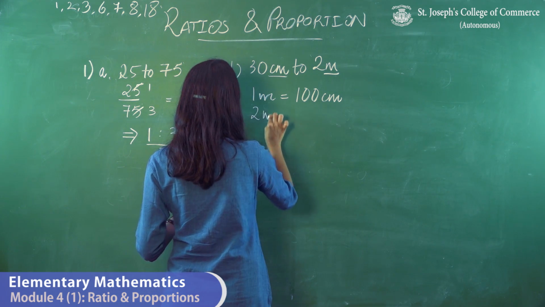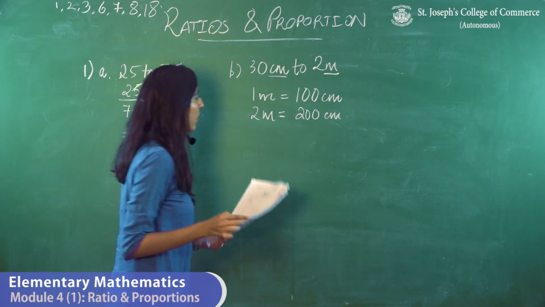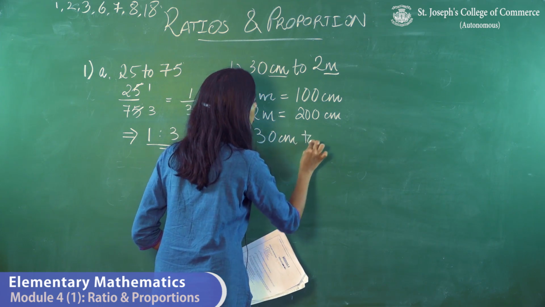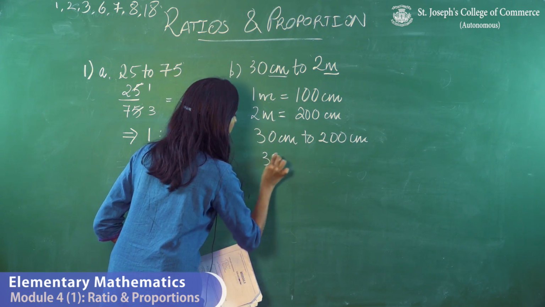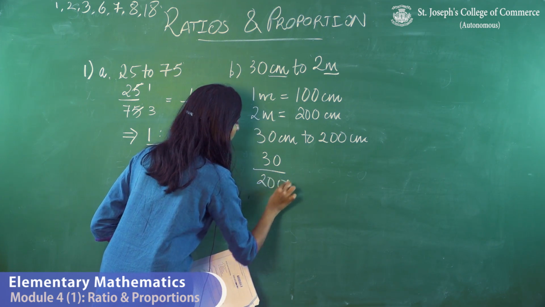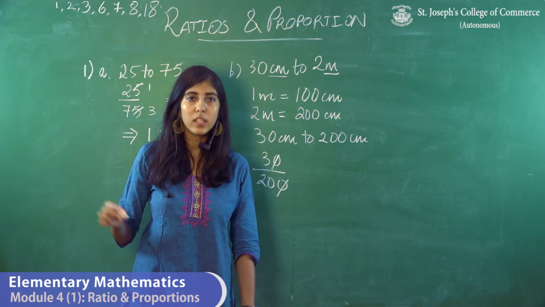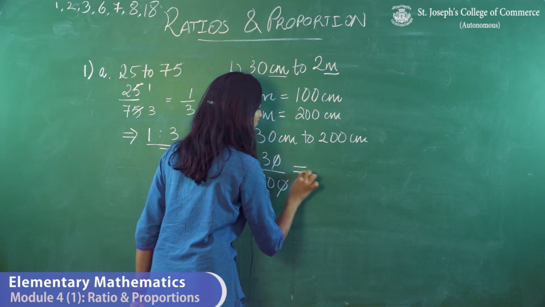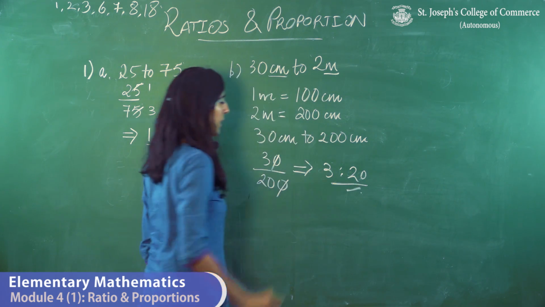So therefore, 2 meters would be equal to 200 centimeters. Okay? So then when I change it, it will become 30 centimeters to 200 centimeters. So when I take it in the form of a fraction, I cancel the zeros. If you notice, you cannot cancel it further than 3 by 20 because 20 cannot be divided by 3, and hence the ratio will be 3:20.